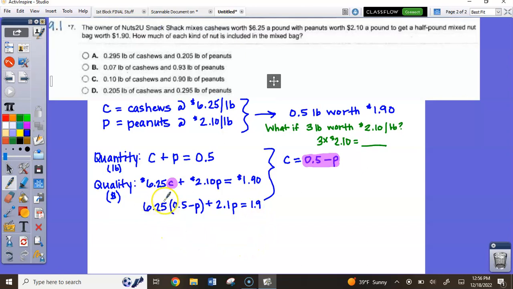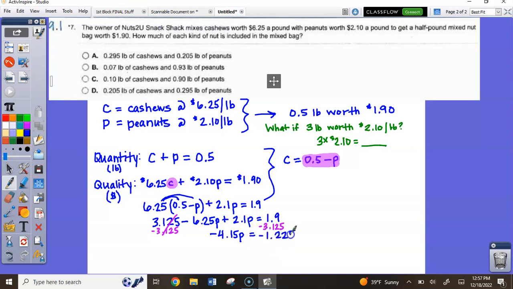And now I'm going to solve this. You're going to distribute. So we've got 3.125 minus 6.25p. I'm going to bring this down. Look at where you can combine like terms. Both of these have a p variable, so this would be negative 4.15p. In this same step, I'm also going to subtract this over here, which gives me negative 1.225 here. Now I would divide, and that's how I get my weight for the bag of peanuts.